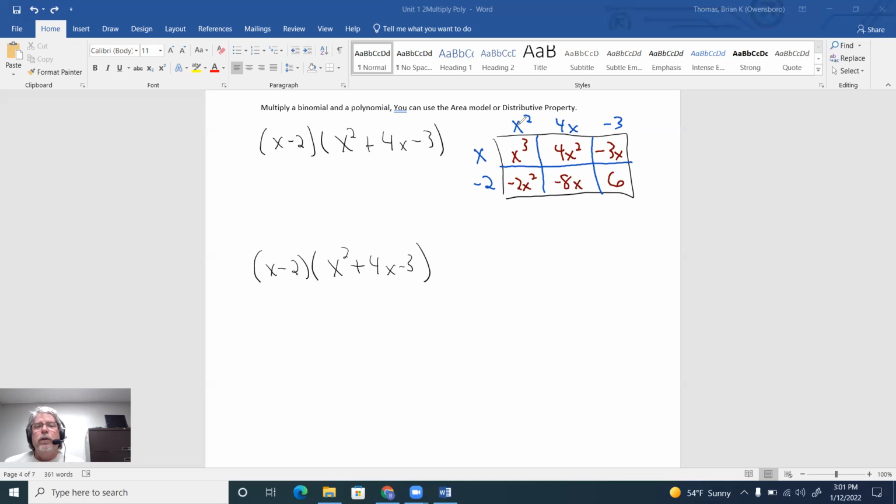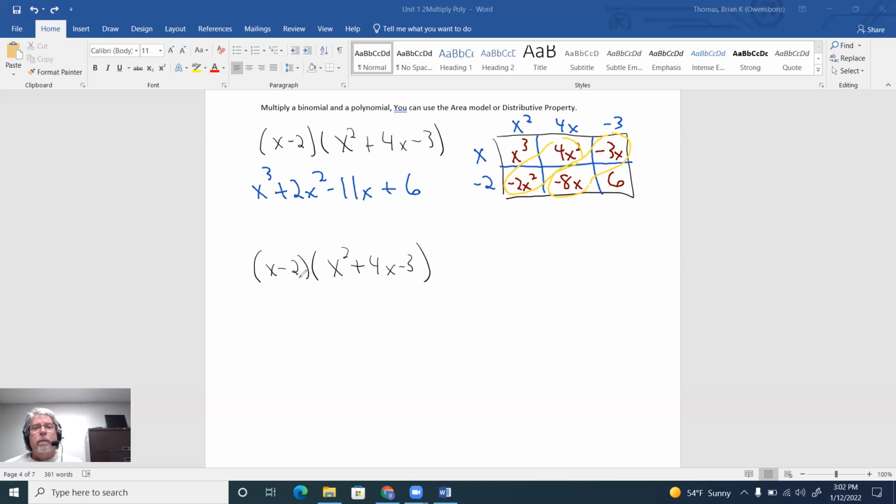Now, the cool thing about the area model is it organizes things nicely. There's the x cubed, and if you kind of go diagonally a little bit slant, you'll see your like terms are lining up there. So that kind of lays things out for us in a nice organized manner. So the x cubed, that's our highest degree, comes first. 4x squared and negative 2x squared is going to give me my positive 2x squared. Negative 3x, negative 8x is going to give me my negative 11x. And then that 6 comes along for the ride, so plus 6. So that would be our answer to multiplying that binomial times that polynomial.